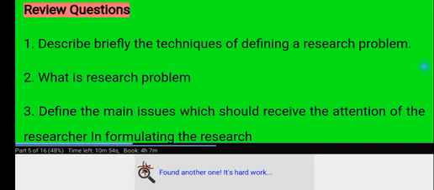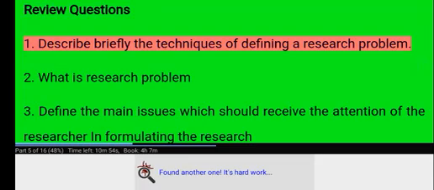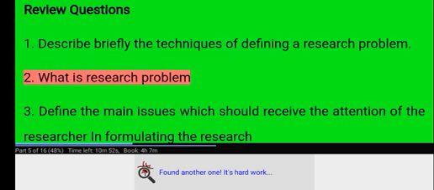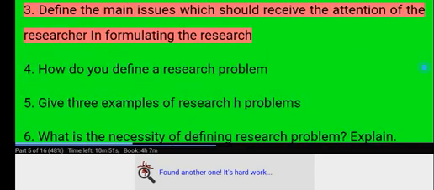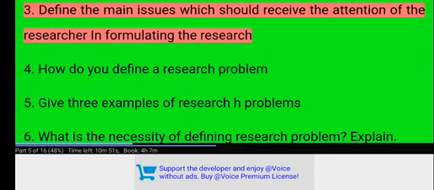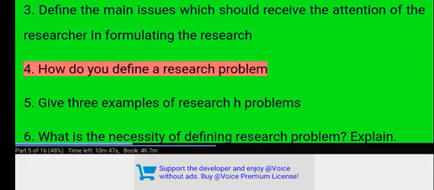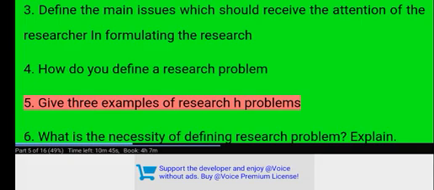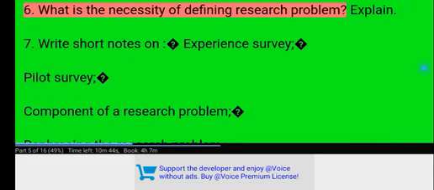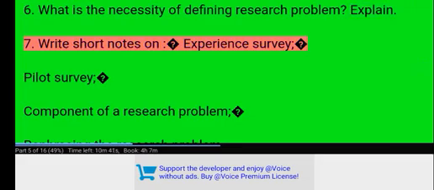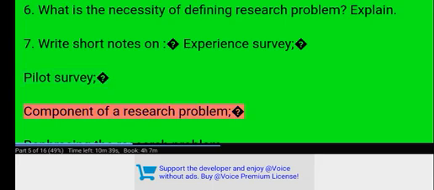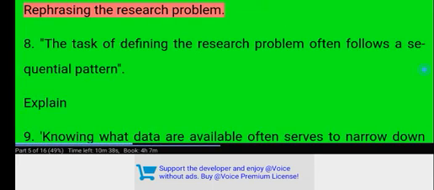Review questions. 1. Describe briefly the techniques of defining a research problem. 2. What is research problem? 3. Define the main issues which should receive the attention of the researcher in formulating the research. 4. How do you define a research problem? 5. Give 3 examples of research problems. 6. What is the necessity of defining research problem? Explain. 7. Write short notes on experience survey, pilot survey, component of a research problem, rephrasing the research problem.